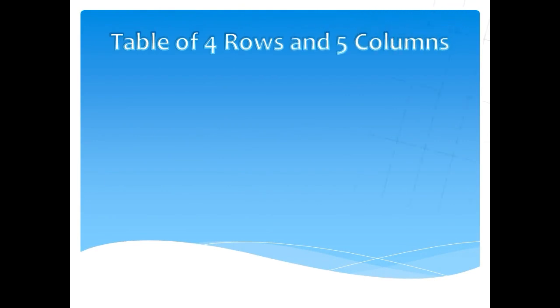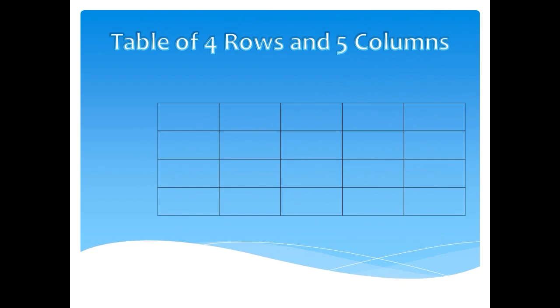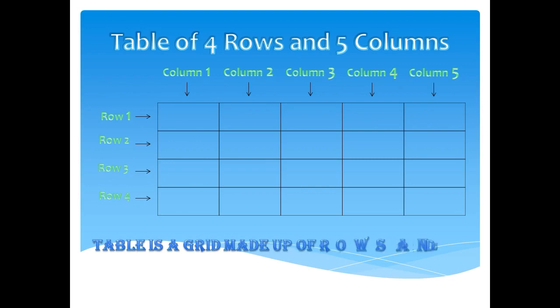Then see the example of a table of 4 rows and 5 columns. You can see 5 columns and 4 rows. So a table is a grid made up of rows and columns.